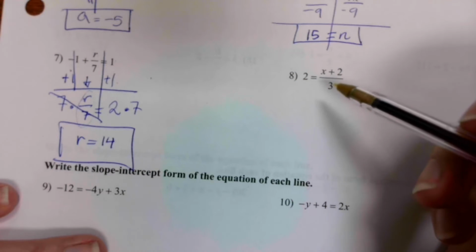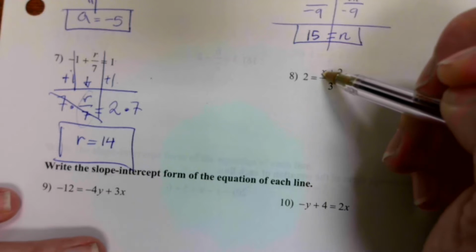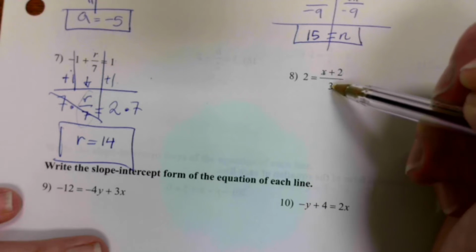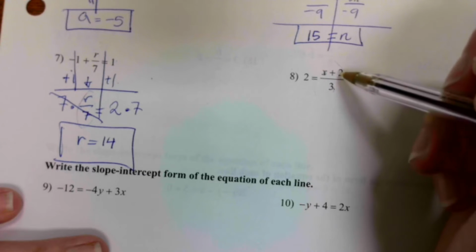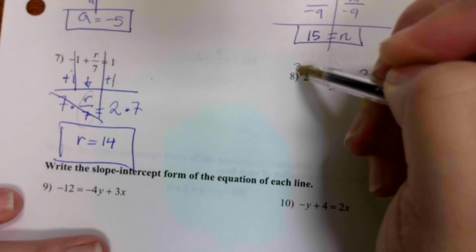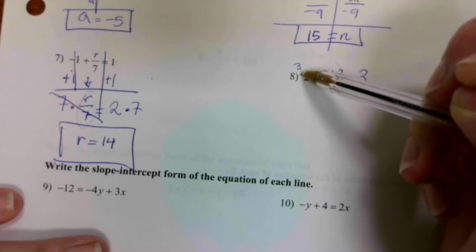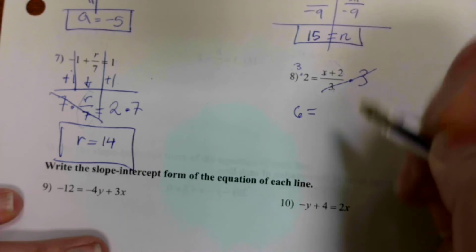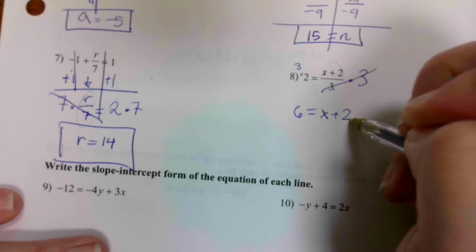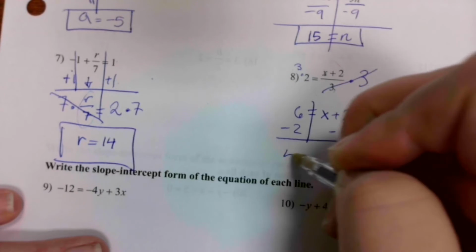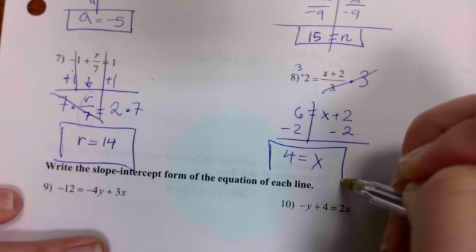I want the variable alone. The variable is connected to both this 2 and this 3. I have to do the 3 first because it's happening to everything. So to get rid of this division, I'm going to multiply. 3 times 2 is 6. And then these 3's cancel out, and I have an x plus 2. Now I can just subtract 2 from both sides, and I'm done.